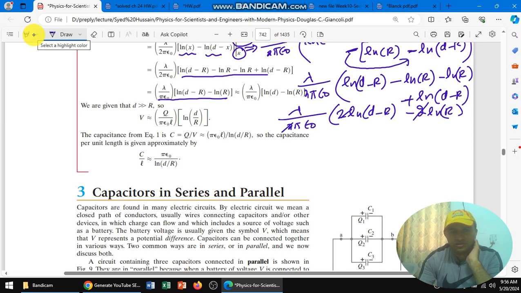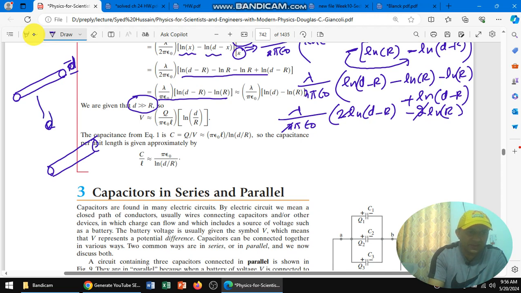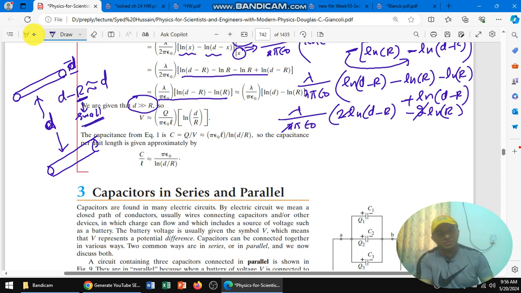So now we put the supposition. The supposition is that d is very much greater than r, because we know that the wire has a very small diameter. The diameter of the wire is very small as compared to the distance between the two wires. The distance between the wires is very large. d is very large as compared to r. So if d is greater than r, d minus r becomes only d. d minus r is approximately equal to d, because r is very small. So a small thing can be neglected.